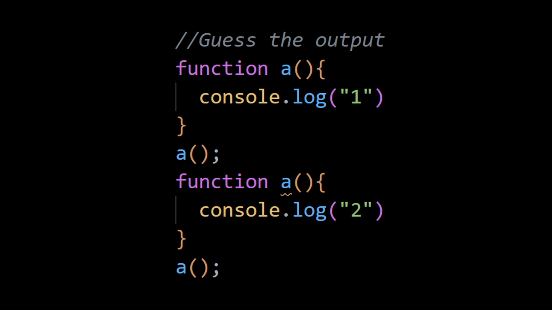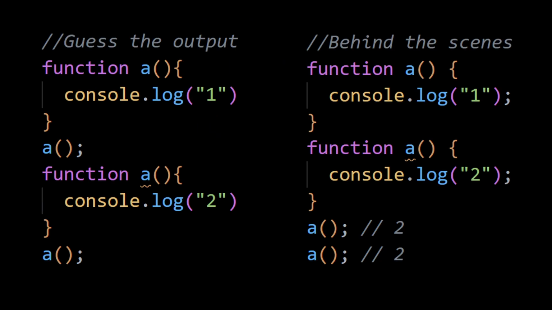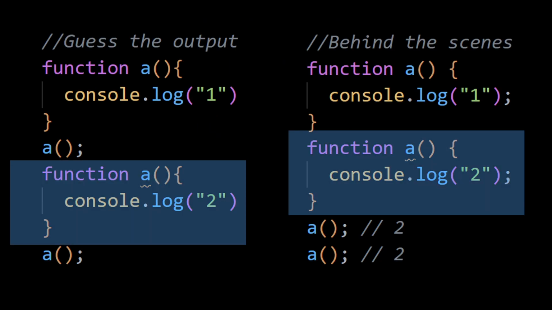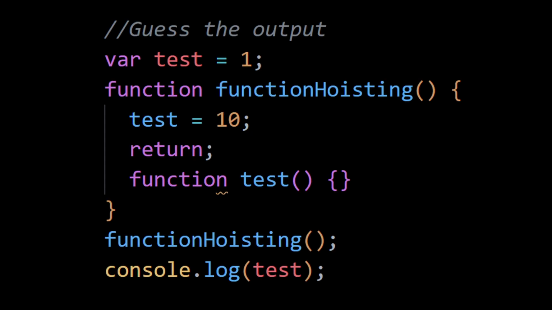Well, the output of this would be 2 and 2, and here's the behind the scenes implementation of this code. In JavaScript, function declarations are hoisted to the top of their containing scope during the creation phase. When multiple function declarations with the same name exist in the same scope, the last declaration wins, meaning it overwrites any previous declarations, and therefore both the function calls print 2. And now for the 10th question, which is the last, guess the output of this.